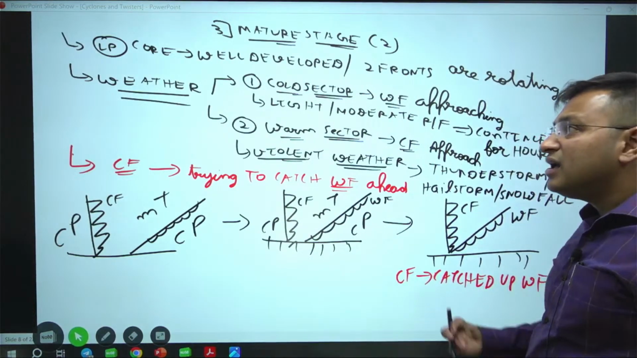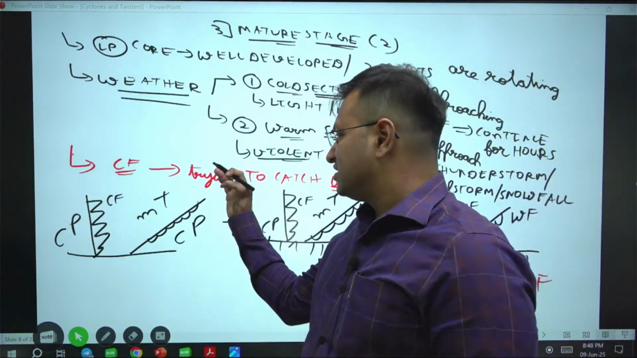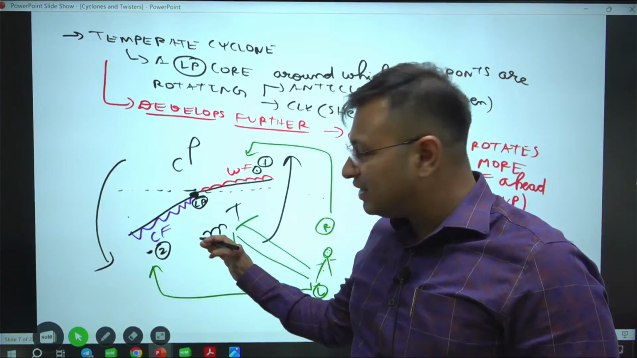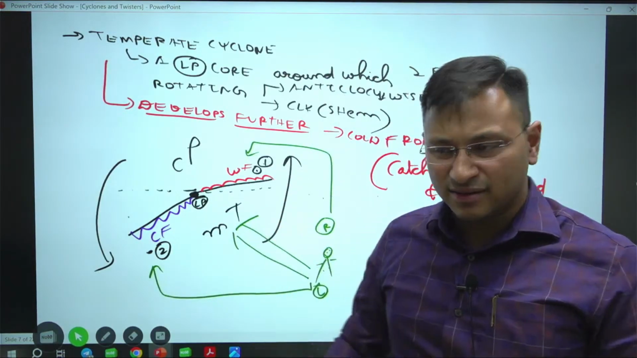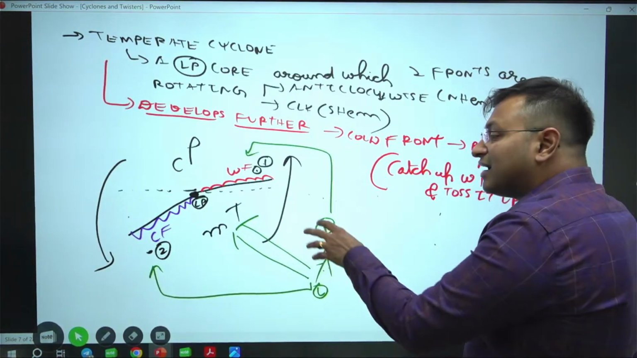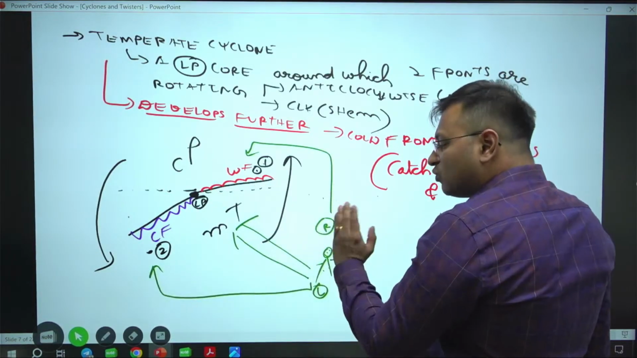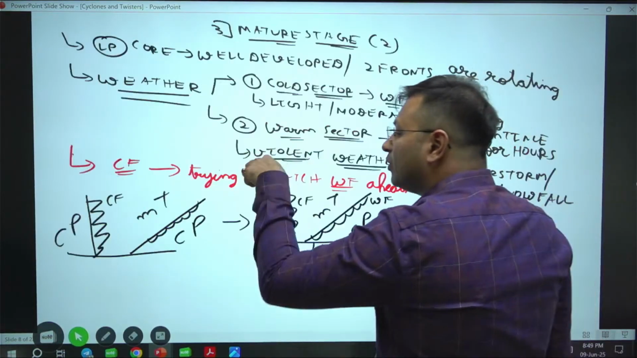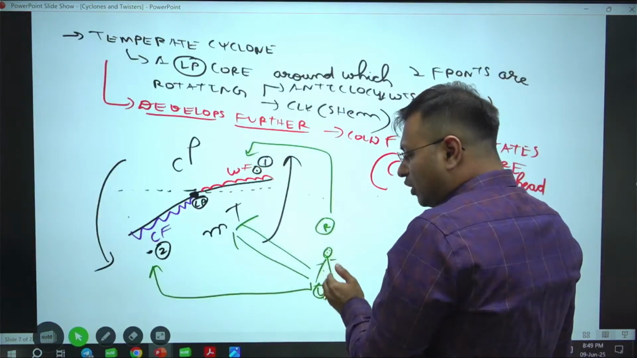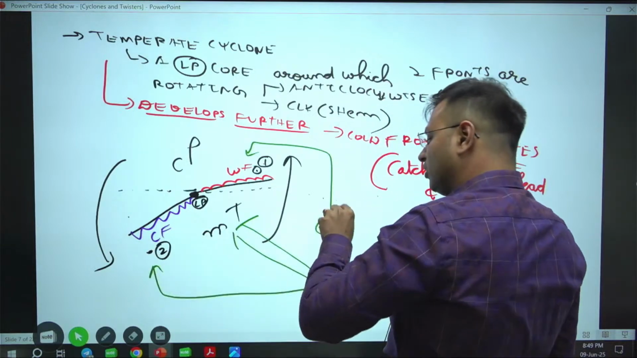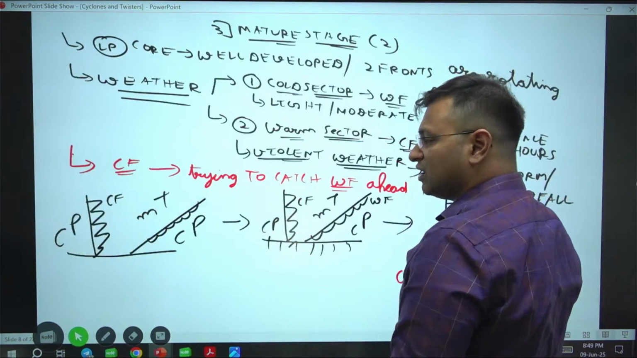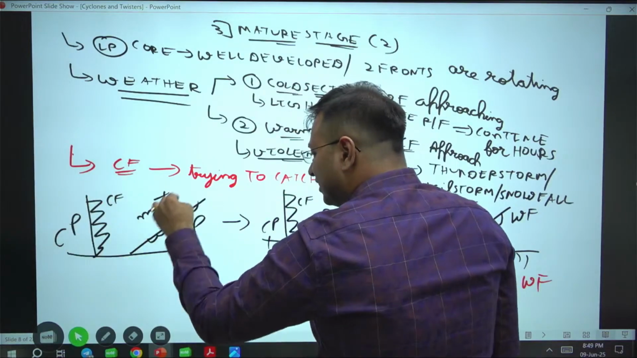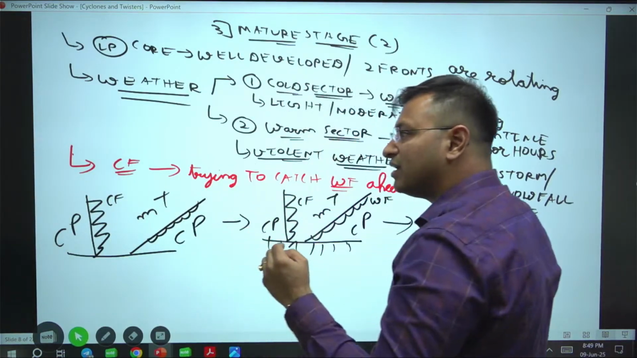Now, if we are talking about the mature stage, sir, what is going to happen in the mature stage? Sir, this cold front from behind is going to catch up with the warm front ahead. If I'm standing over here and trying to see this picture, on my left I'm going to see the cold front, and on my right I'm going to see the warm front.